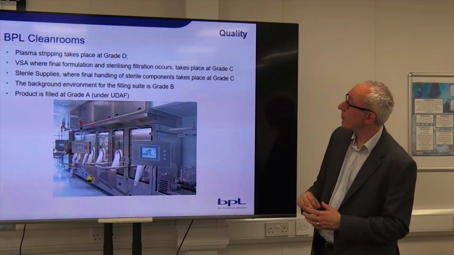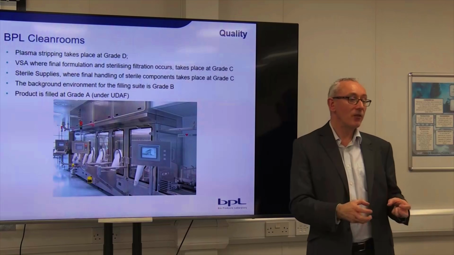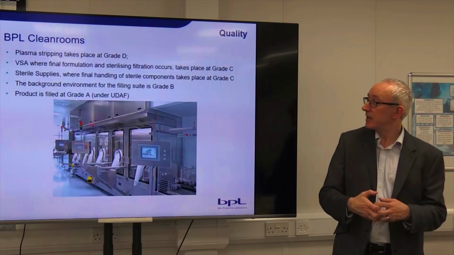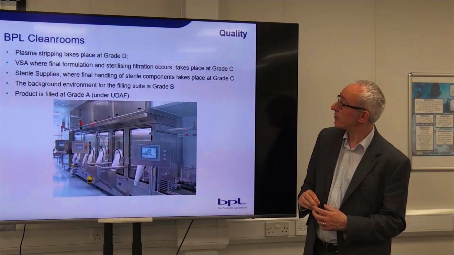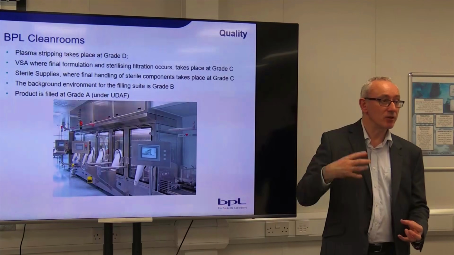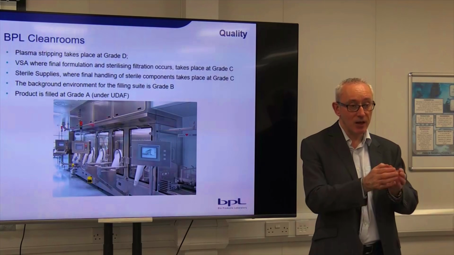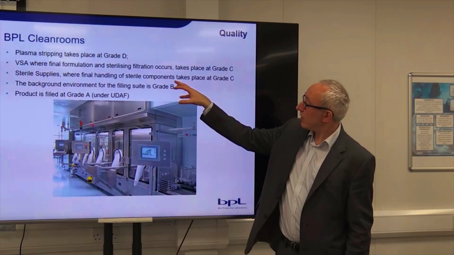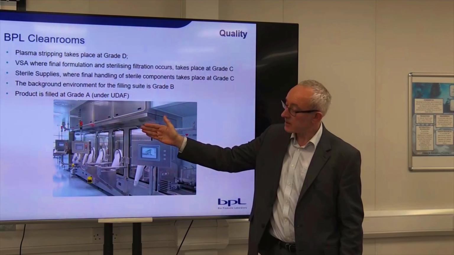Okay, so a summary of what I've said. The initial part of the process, the handling of the plasma, which is a less clean process, takes place at grade D. Final formulation and sterilising filtration at grade C. Handling of any components, the vials and stoppers and the like, also takes place at grade C, so they can then be put through sterilisers under clean conditions. And then the aseptic filling area is grade B, and then the filling is under grade A.